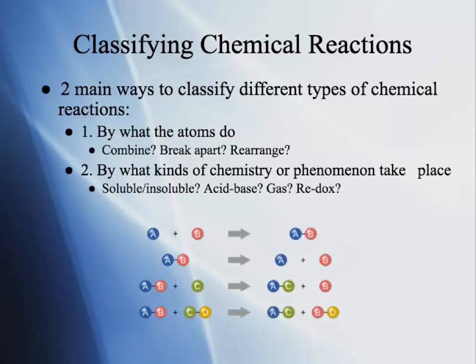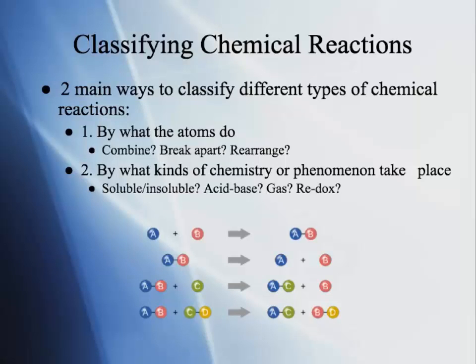When you took regular chemistry, we were mostly talking about number one, by what the atoms do: combining, breaking apart, rearranging. Because remember, those were single replacement, double replacement, synthesis, and decomposition. Here in dual chem, we're going to talk about both kinds. We're going to talk about what the atoms do and the kind of chemistry that it takes part in some chemical reactions.